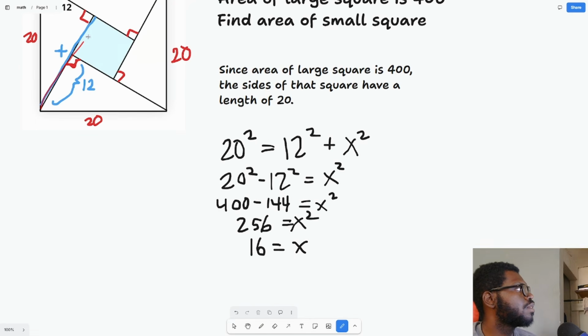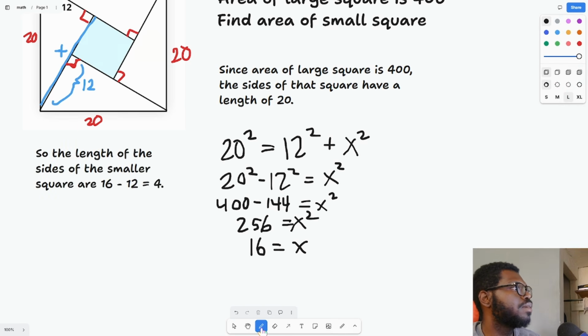Now that we know the length of this larger side is 16, and the length of this side of the triangle is 12, we can just subtract those two to get the side length of this square, which is just going to be 4, right? 16 minus 12 is 4.